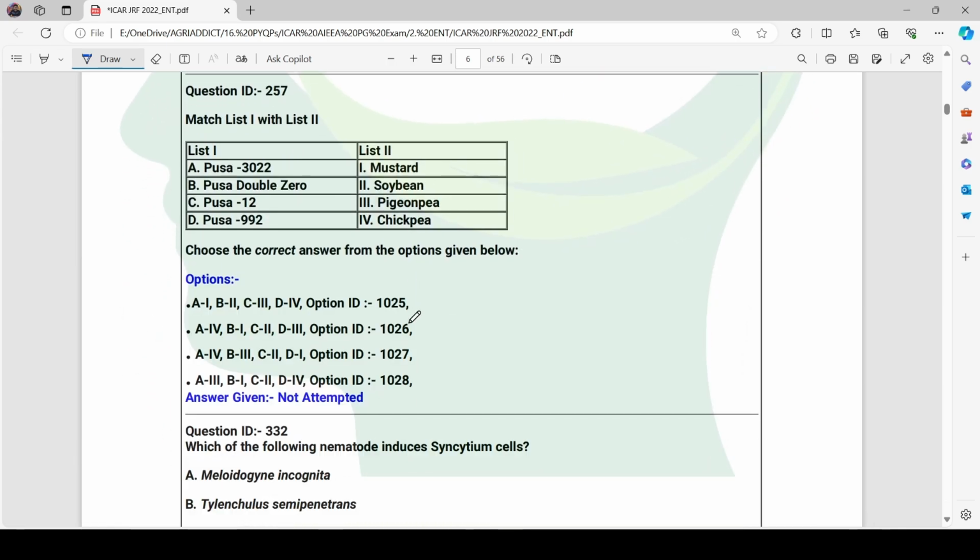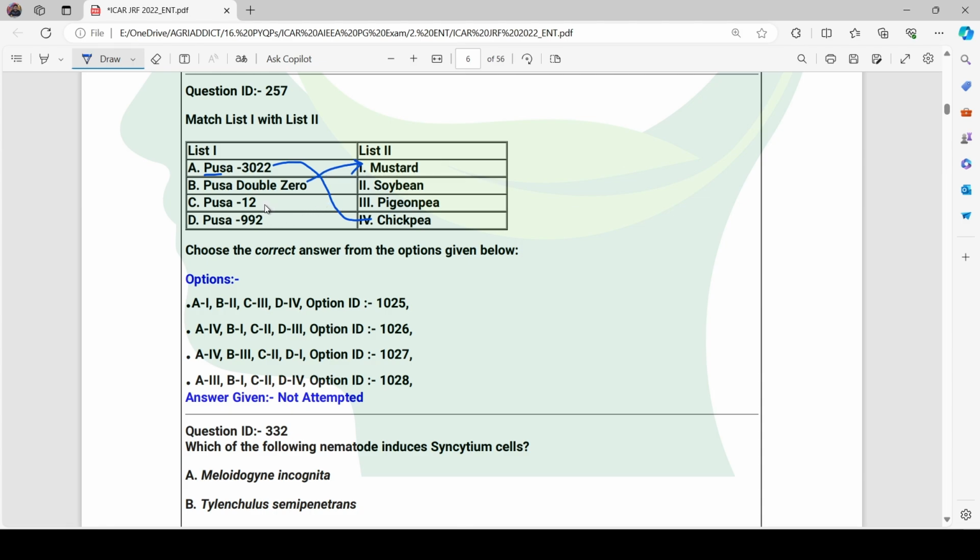Another matching type of question. In list 1, there are several varieties like Pusa 3022, Pusa 00, Pusa 12 and Pusa 992. All the varieties are released from IARI, New Delhi. So the Pusa abbreviation is there. So Pusa 3022, it's a variety of chickpea. Then Pusa 00 is an important mustard variety. You all know Pusa 00.